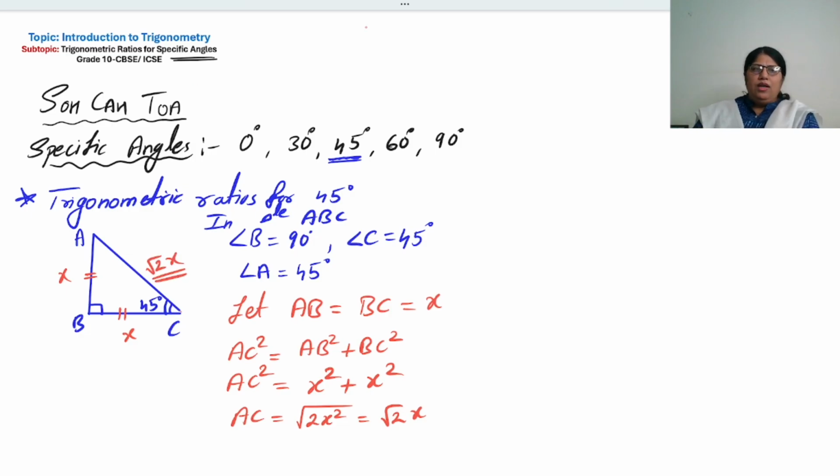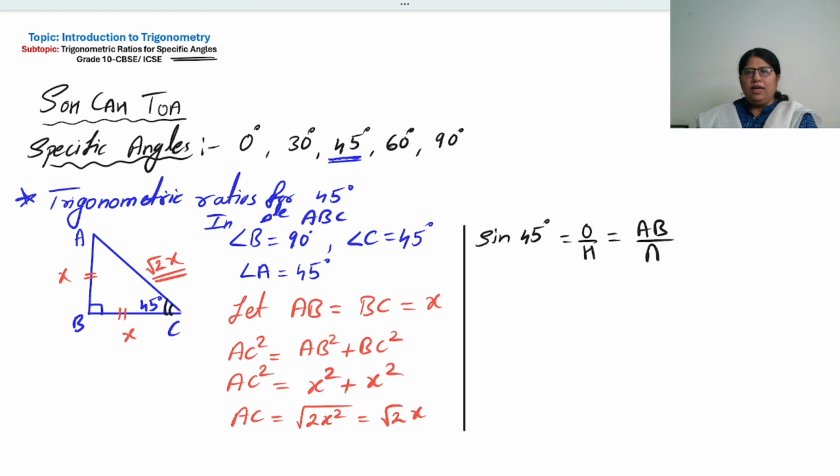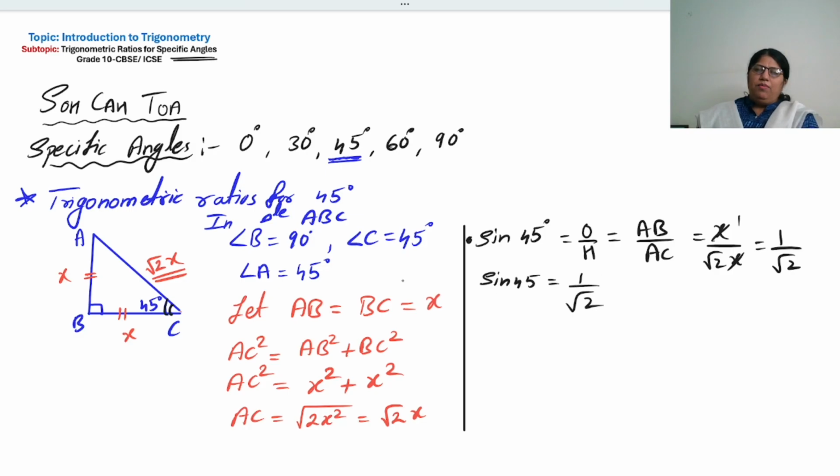You got this value. Now how do we find the trigonometric ratios? Now I am having all three side lengths of this triangle. So first let us start with sine 45 degrees. If I am taking angle C, sine 45 is opposite by hypotenuse, which is AB by AC. Now what is the length of AB? x by root 2 x. x gets cancelled, so you are left with 1 by root 2. So your sine 45 value is a constant which is fixed, 1 by root 2.